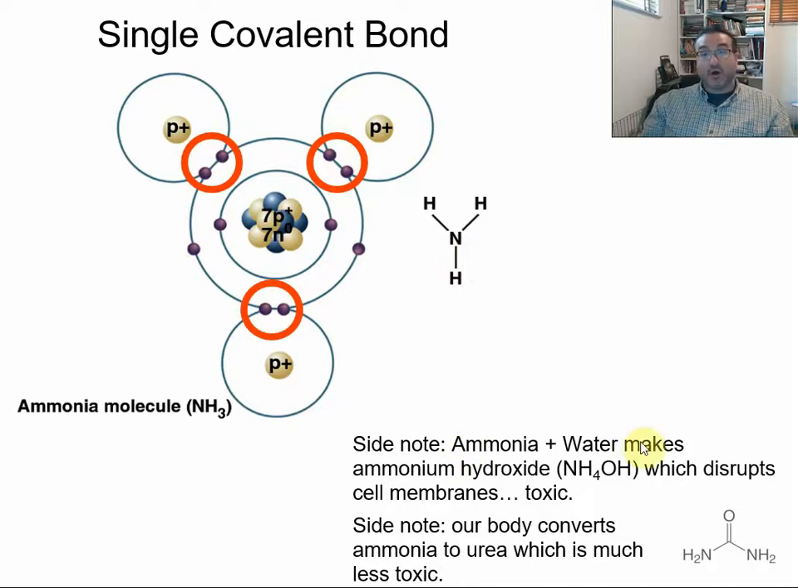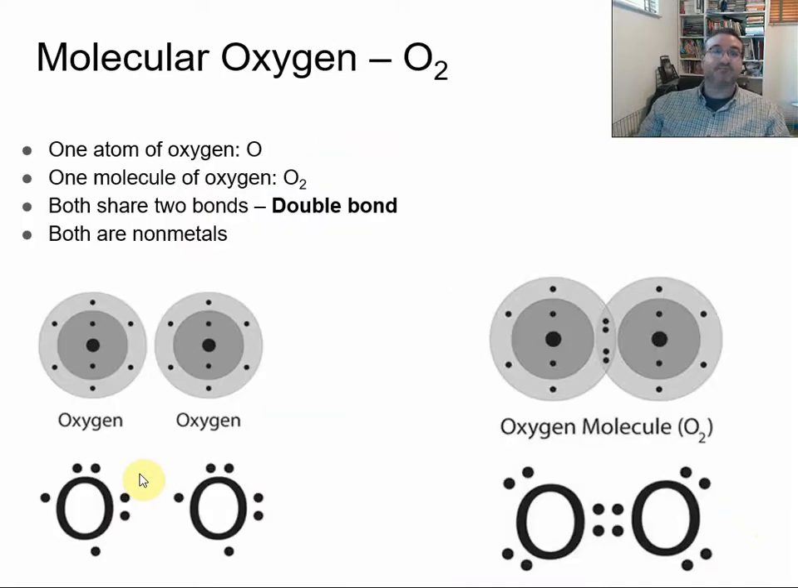Now, ammonia and water together make a slightly different chemical called ammonium hydroxide, which is a very toxic chemical. In our bodies, we get lots of nitrogen, and our body converts that ammonia to urea, a different chemical which is much less toxic, seen down here. And then our body processes urea into urine to get rid of it.